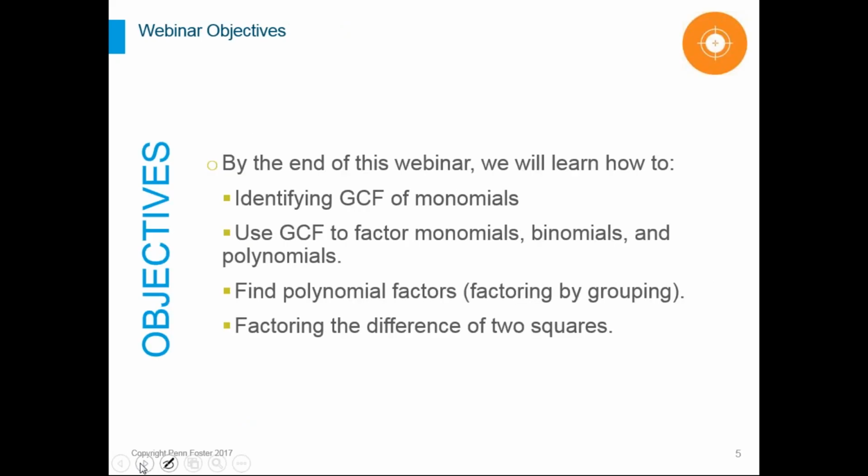Today, as I said, we're going to look at different methods of factoring monomials and binomials, and a bunch of different ones. They're scattered around the unit, and I thought to bring them together in one webinar. Next webinar, we're going to look at how to factor trinomials and how to solve quadratic equations, which is the ultimate goal of that unit: to learn how to solve quadratic equations using factoring.